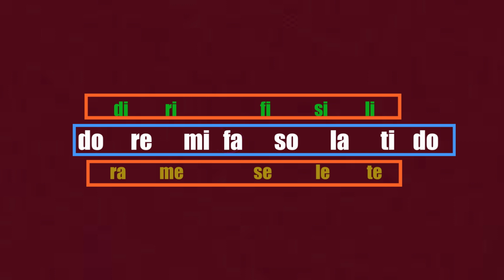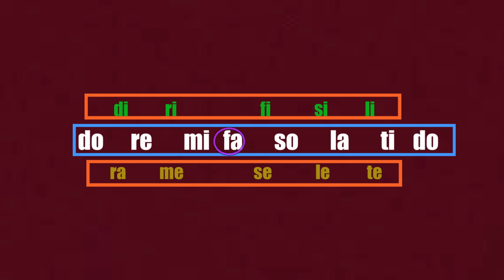Now let's do the major so you can hear the difference. Do, Re, Mi, Fa. Again, 1, 2, go. Do, Re, Mi, Fa. One more time. 1, 2, go. Do, Re, Mi, Fa.